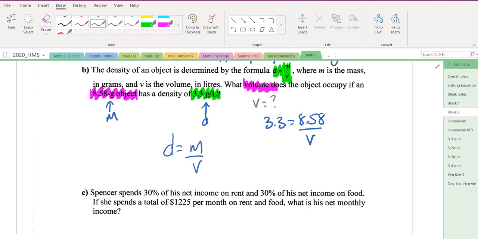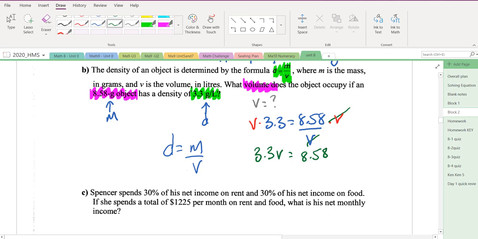Yes, Theo? And the next thing is multiply by V? Yeah, because the V is in the bottom. We need to solve for V. We need to move it to the top. Right? To move things from the bottom to the top, we simply multiply them across. V on the top cancels out the V on the bottom. So we're left with 3.3V is equal to 8.58.